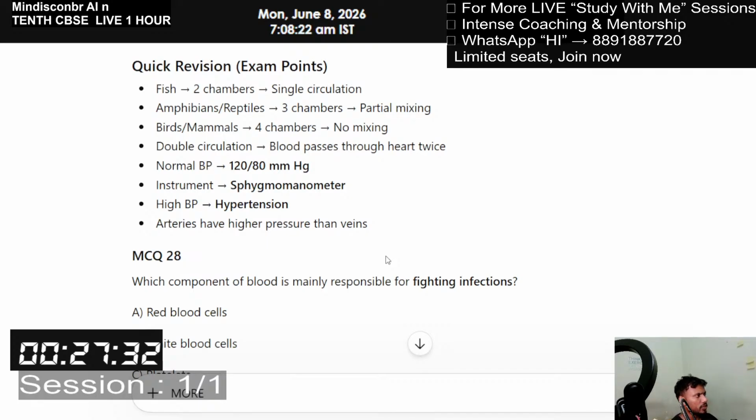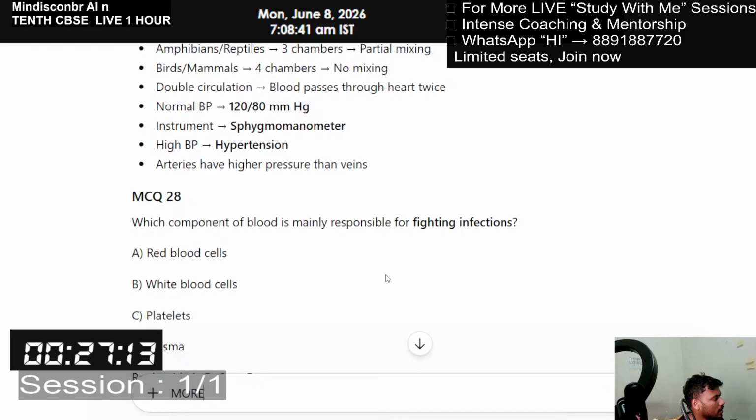Normal BP is 120/80 mm of mercury. The instrument used to measure blood pressure is the sphygmomanometer. High blood pressure means hypertension. Arteries have higher pressure than veins. Which component of blood is mainly responsible for fighting infections? WBC.